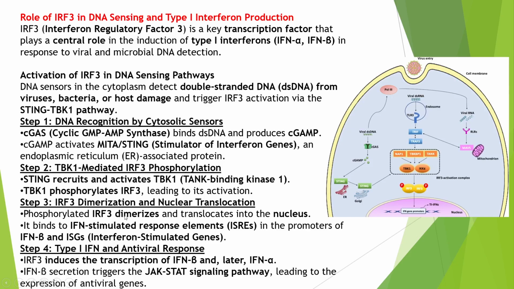So phosphorylated IRF3 dimerizes and translocates into the nucleus. It binds to interferon stimulated response elements and promoters of interferon and interferon stimulated genes, and transcription then begins. So finally, IRF3 induces the transcription of interferon beta and then interferon alpha. Interferon beta secretion also triggers the activation of JAK-STAT signaling, which then leads to expression of other antiviral genes. So this is all about the IRF3.